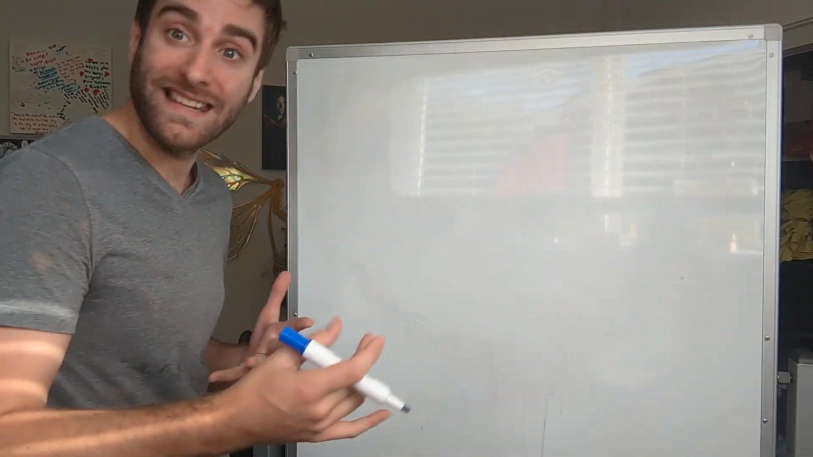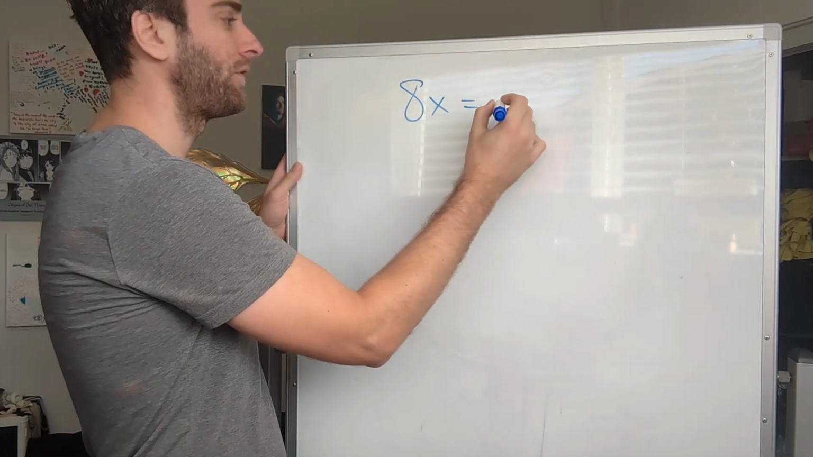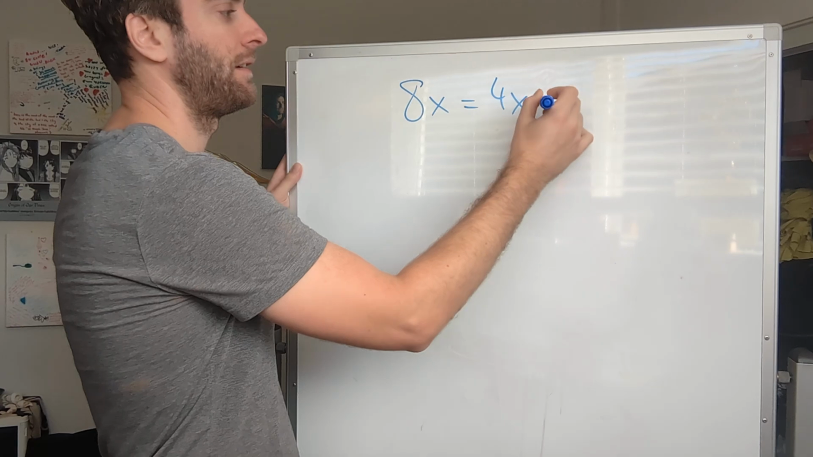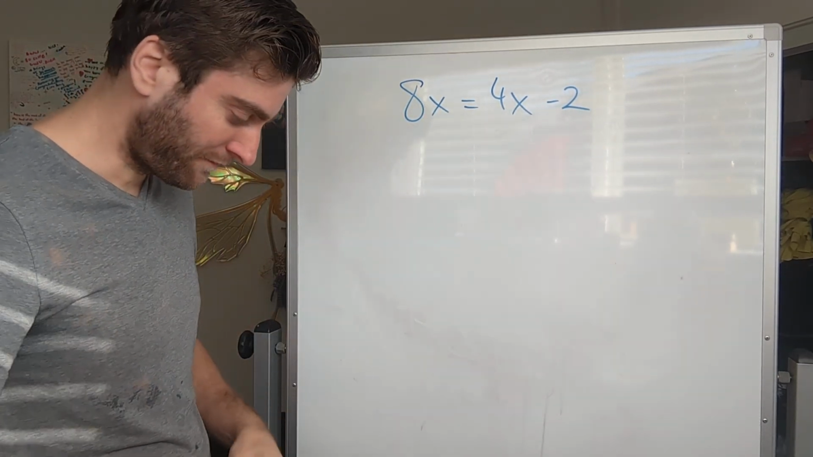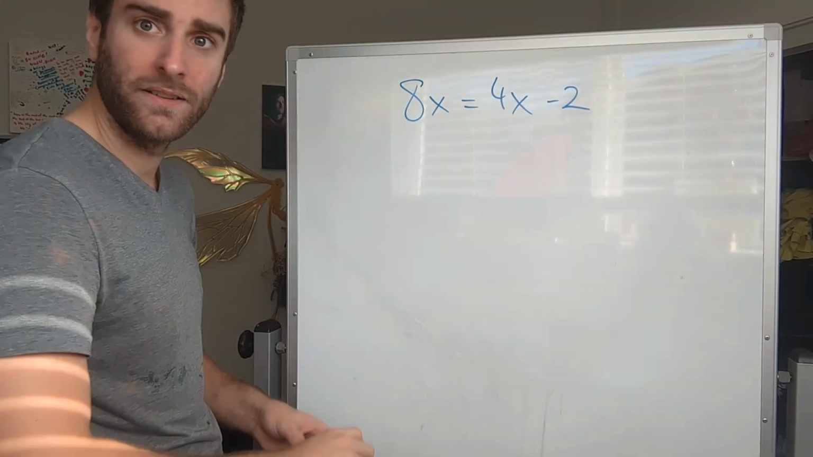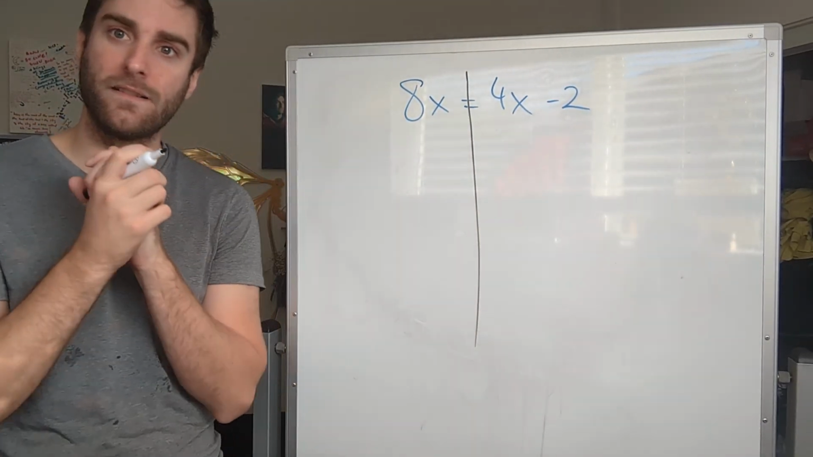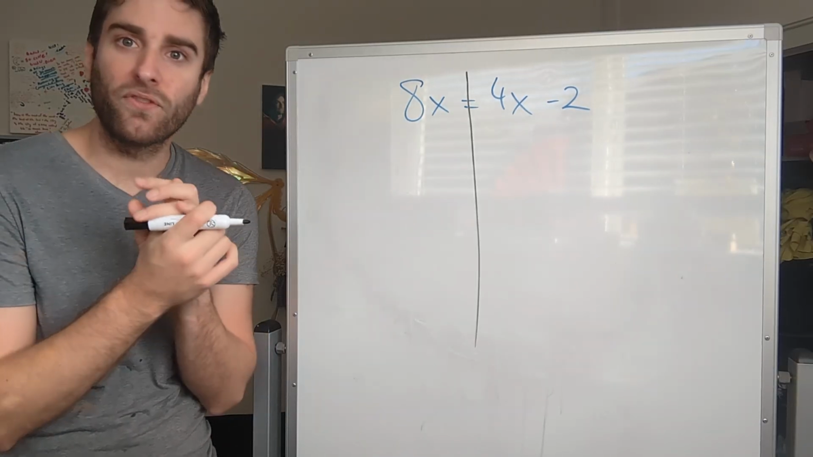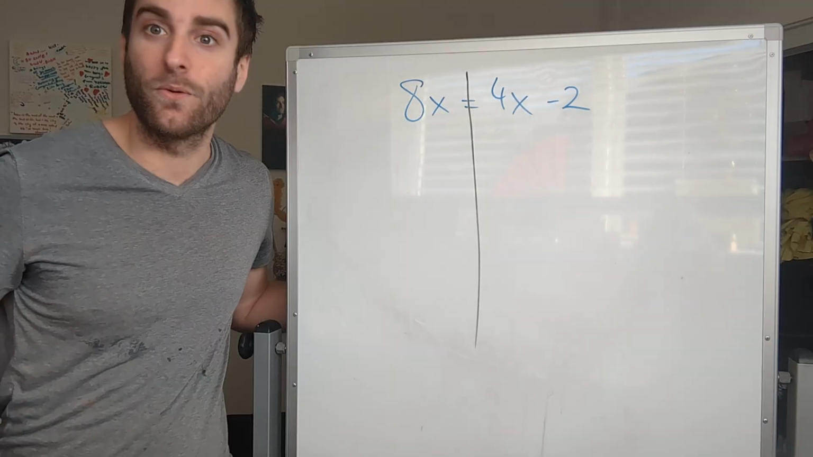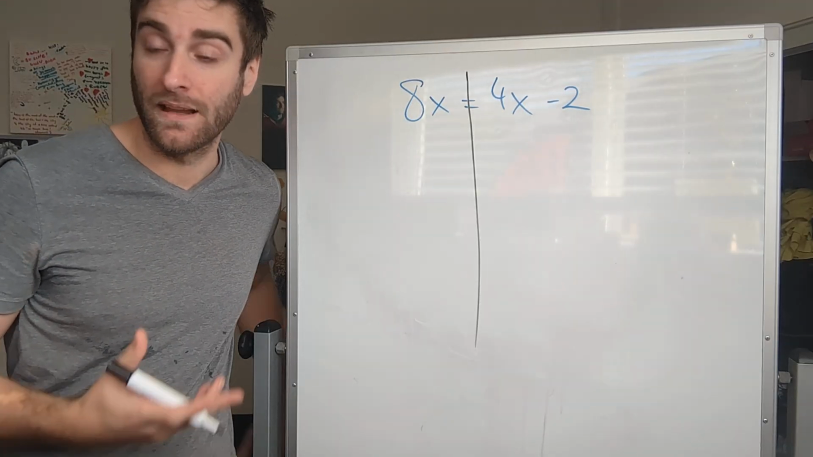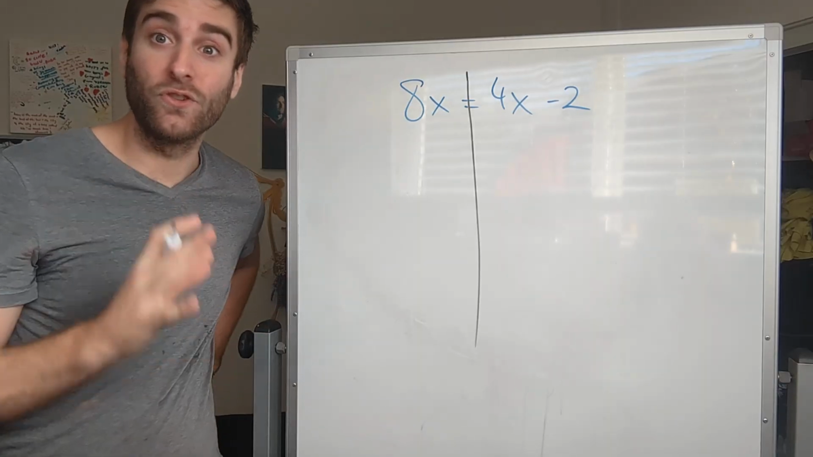So for example, as an easy one, let's start with this. We have 8x equals 4x minus 2. I'm going to draw my line down the middle, right? It's an easy first step we can always take. Now, I have an x on both sides. If I try to move this 2, if I add 2, I just end up with another equation and it doesn't really help. We want the x's to be by themselves.